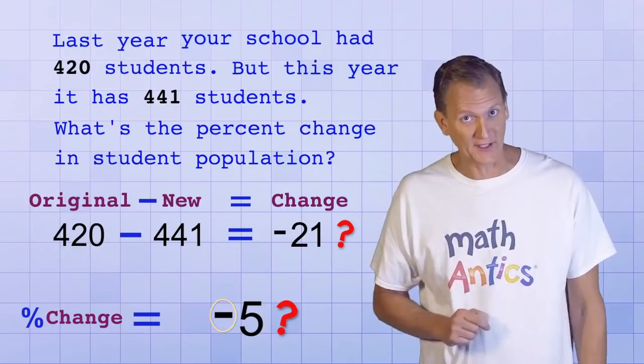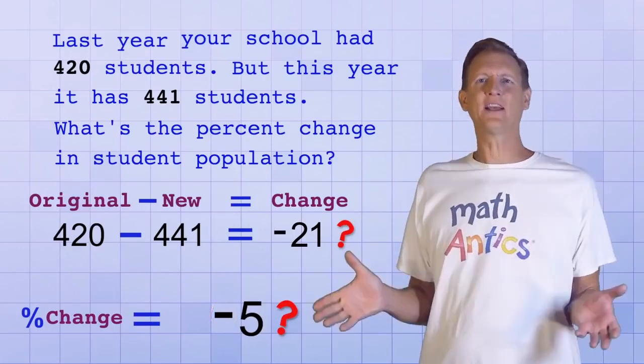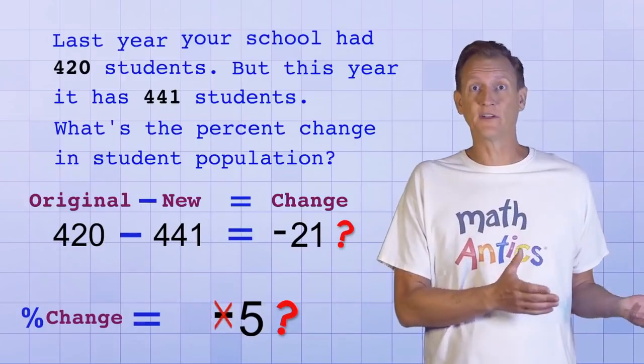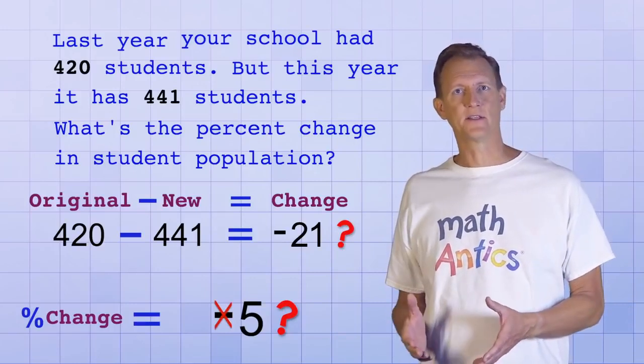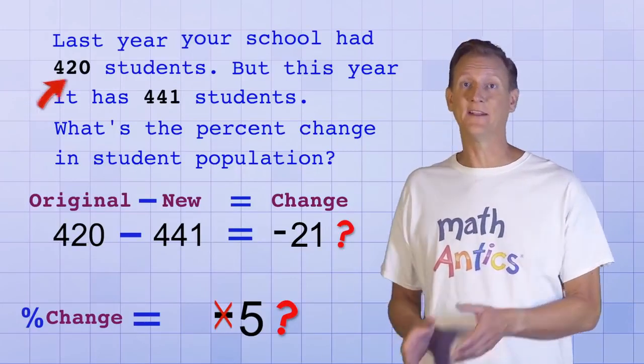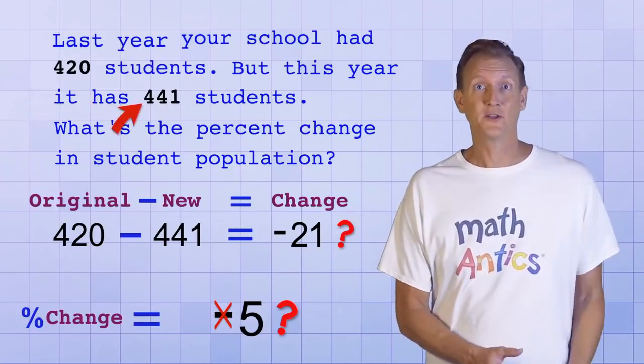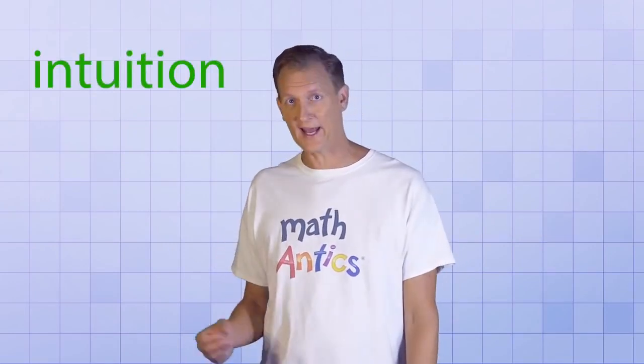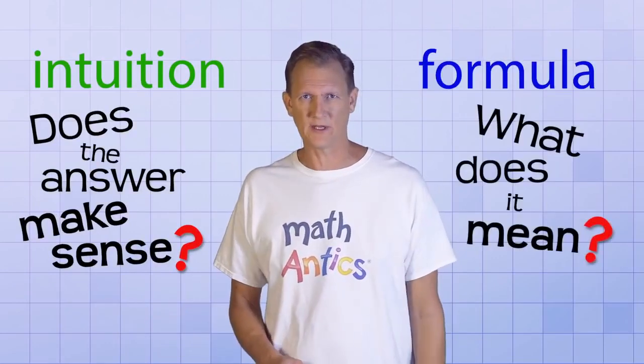But since you're paying attention, you'll realize that you couldn't possibly have a 5% decrease in students since the number got bigger over time. The problem tells us that it was 420 last year, and this year it's 441. So you must really have a 5% increase. The point here is that in math, it's always important to use your intuition and ask yourself if an answer makes sense, rather than simply trying to memorize a formula without thinking about what it really means.